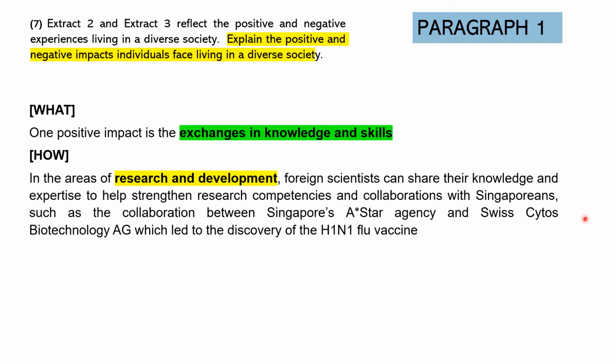Of course, this example was definitely a bit older. All right, so if you can find examples that show positive impact, you can talk about maybe fusion of food. You can talk about maybe there is more culture that Singaporeans are exposed to. All those examples are possible. But I'm using this because this is from the extracts itself.